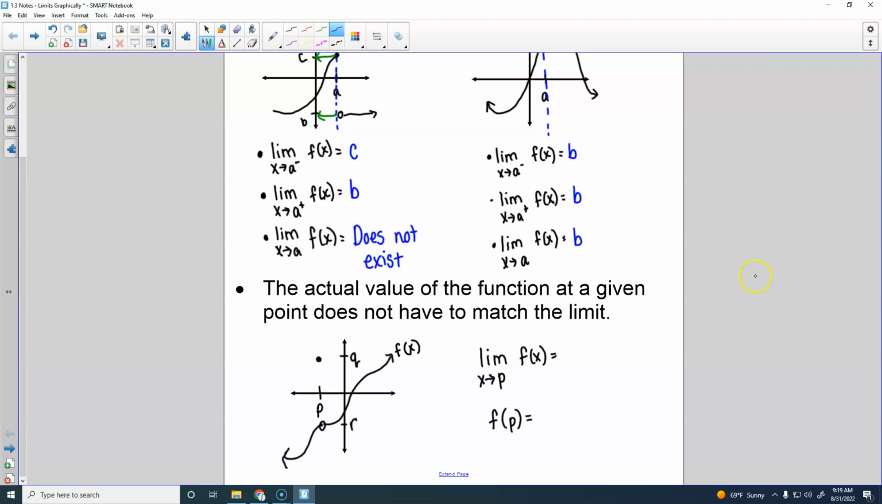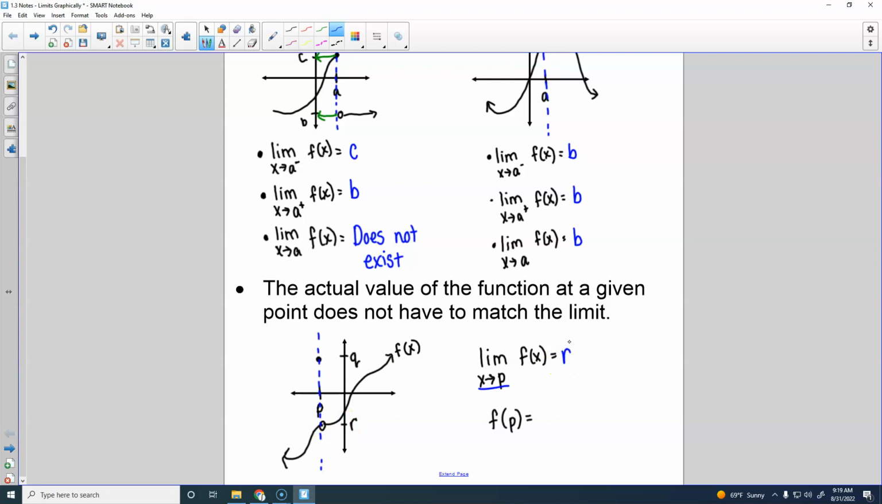Okay? And then it just reiterates that the actual value of the function at a given point does not have to match the limit. So if I look here, I'm looking at the limit as x approaches p of f of x. So if I'm thinking about that dotted line again, x approaches p, so that means vertical line where x equals p. So when I look at that, Cade, what is the limit as x approaches p going to be for that particular graph? R. It's going to be r, right? I'm going from both sides. I go to this point right here. Y coordinate there is r.